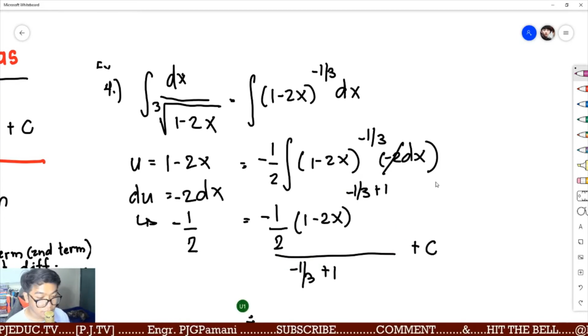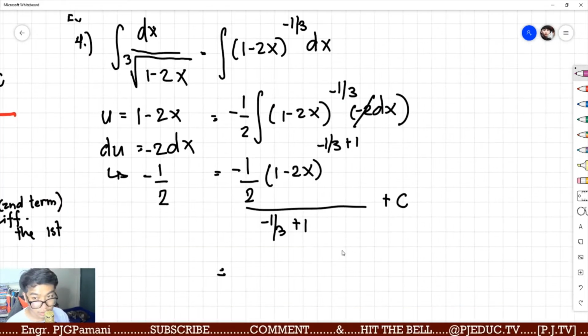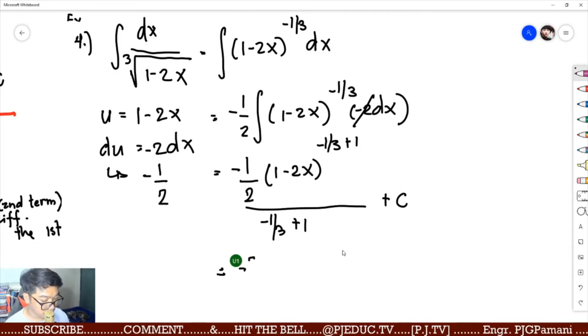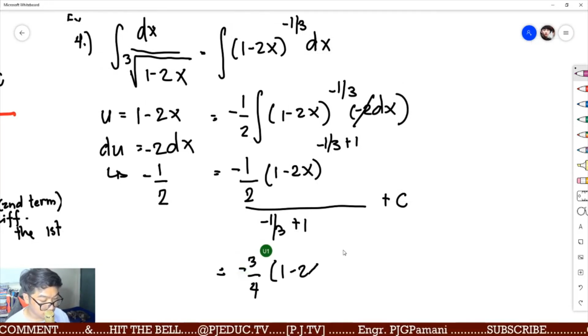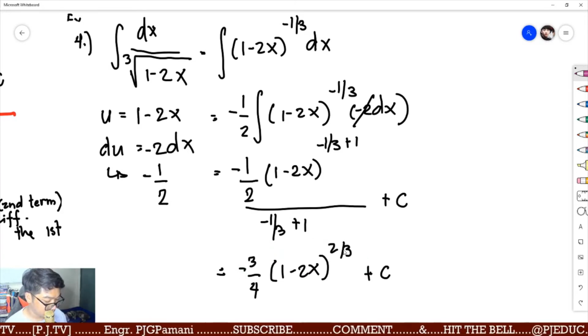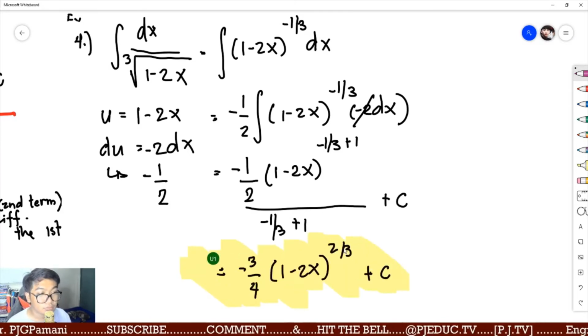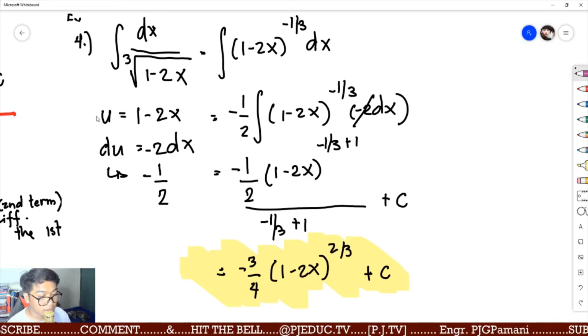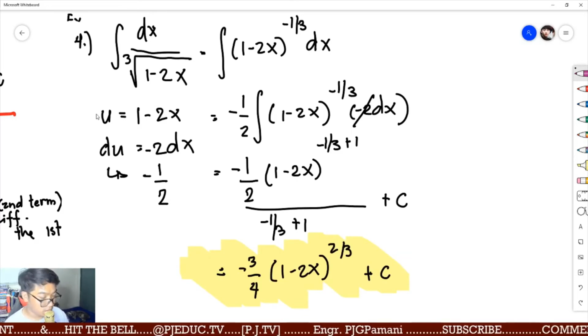Then that is simply equal to, you can simplify on your own, negative 3/4 times 1 minus 2x raised to 2/3 plus c. So that's example number 4.